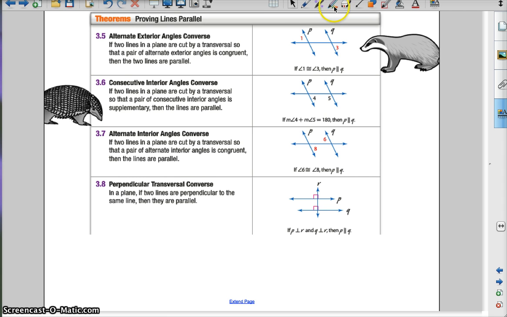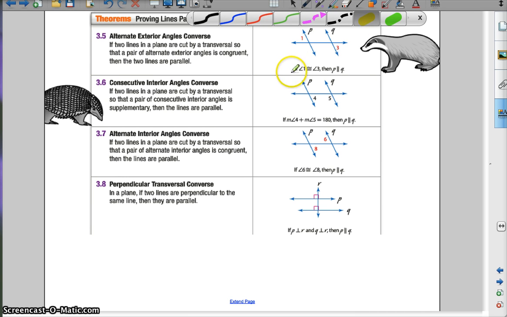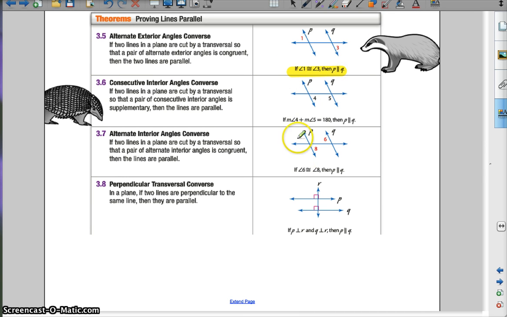Make sure you guys write down these examples here, okay? Just so you have an example of what that conjecture looks like, that converse statement.